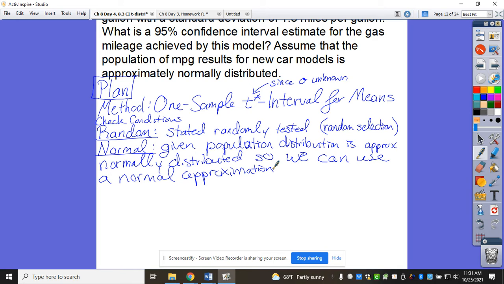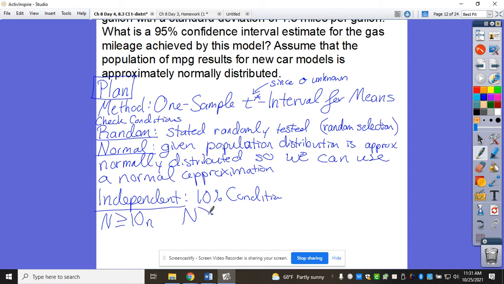What's last? An independent, which is the 10% condition. Capital N greater than or equal to 10, lowercase n. What is our lowercase n here?